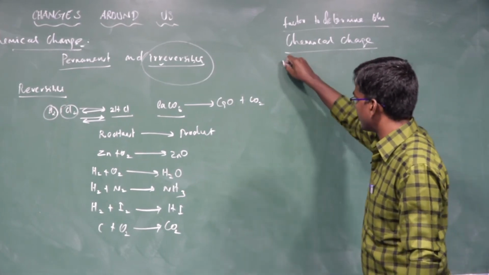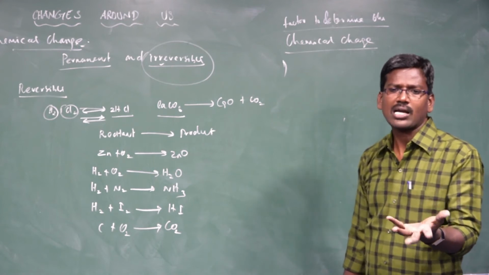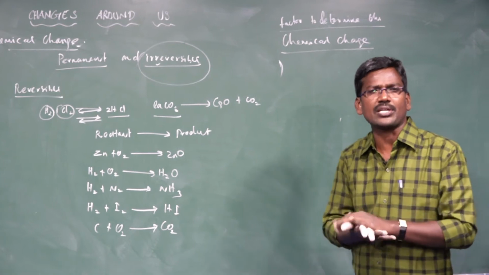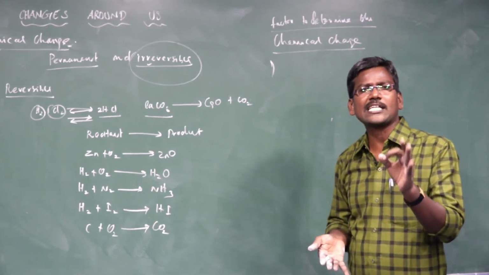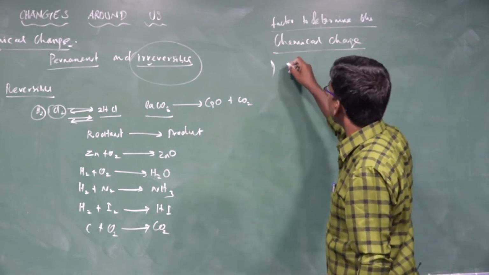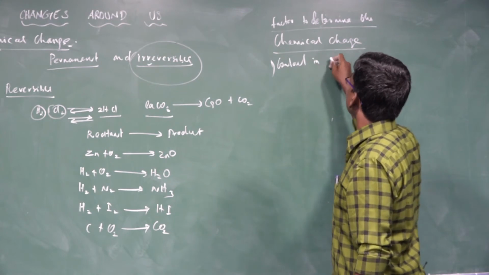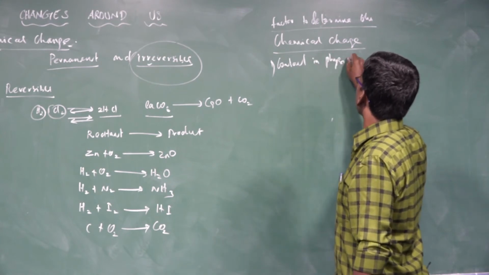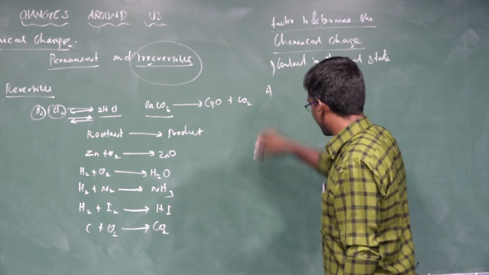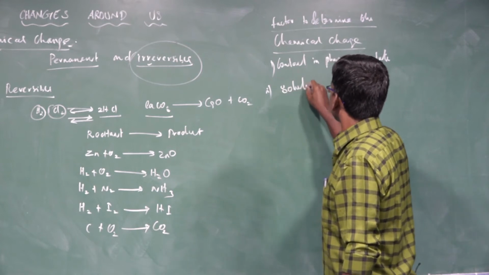In chemical changes, reactions do not take place in all conditions. Chemical changes take place only in certain specific conditions. The chemical reactions take place in the following order. One is contact in physical state. The next one, solution of reactant.